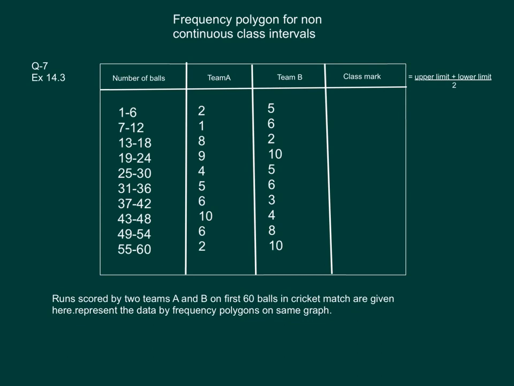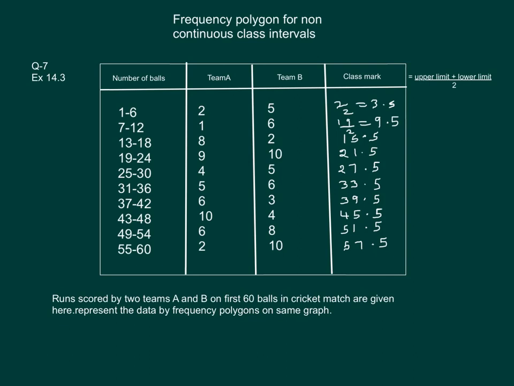We are finding class marks without converting the data to a continuous data. So we get 6 plus 1, 7 whole by 2, which is equal to 3.5. Next we get 7 plus 12, that is 19. So class mark is 19 by 2, which is equal to 9.5. Similarly, we complete this column of class mark.